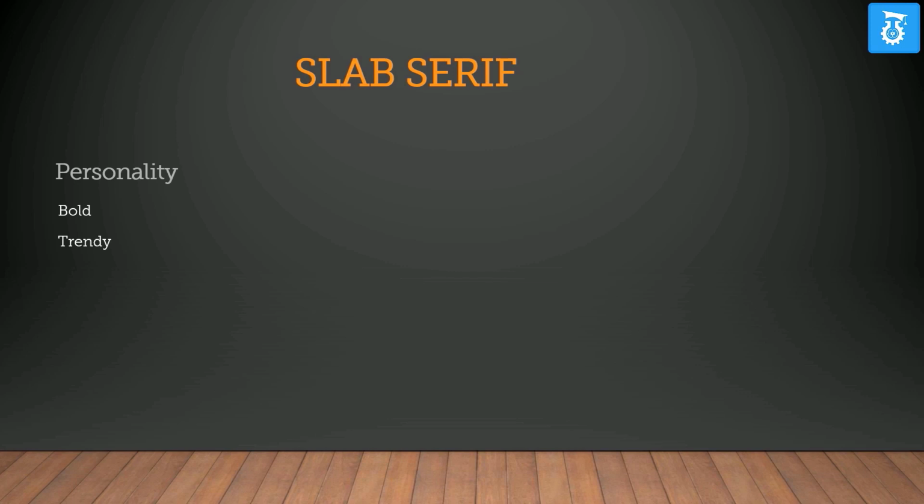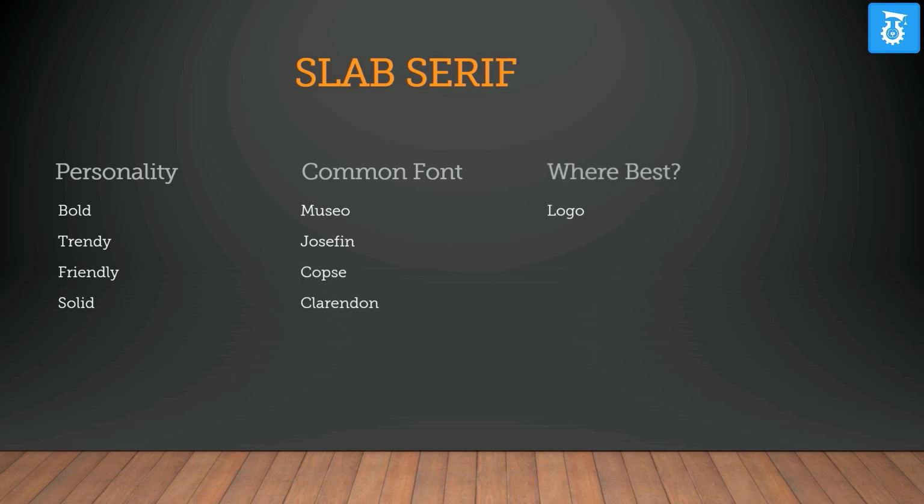And nowadays slab serif is a trendy font, and it's also friendly and solid. A commonly used one is Museo, and I wrote this in Museo. Josefin Slab is another popular slab serif font. Rockwell and Clarendon are also popular slab serif fonts. Where is it best used? You can definitely use slab serif fonts in a logo, and also for titles.